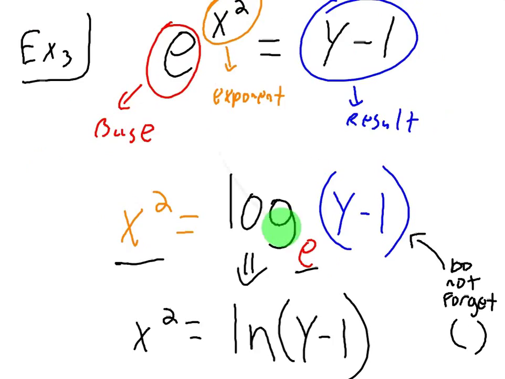Okay, and then e is your base. So for right now, we're just going to put e. I'll explain what to do with that in a second. So it's going to be log base e. And then the result, y minus 1, goes into parentheses. So it reads x squared is equal to log base e of y minus 1.